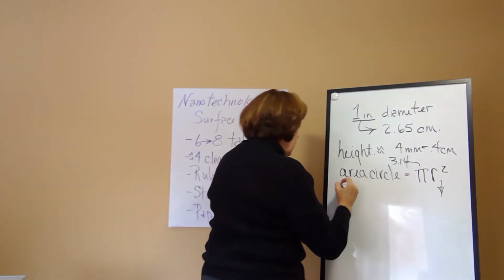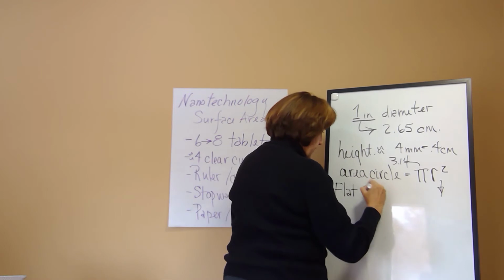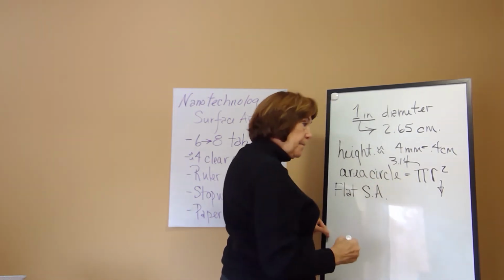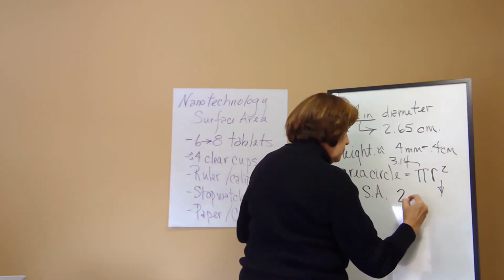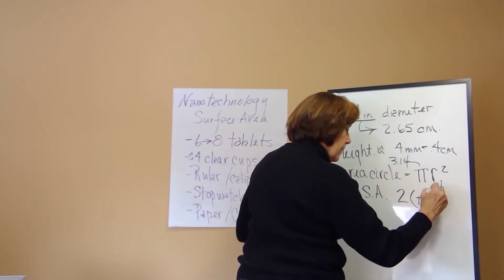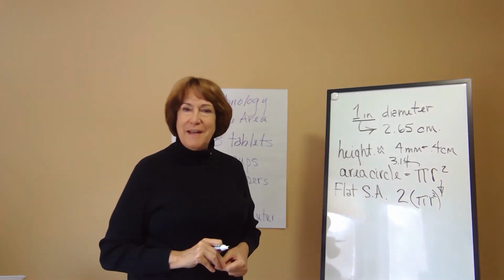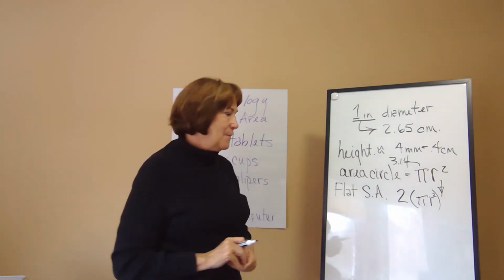So to get the total flat surface area, I'm just going to call it flat surface area, for the top and the bottom, it is going to be 2 times the area of the top or the bottom, which is pi r squared, which you can calculate once you've measured that diameter.